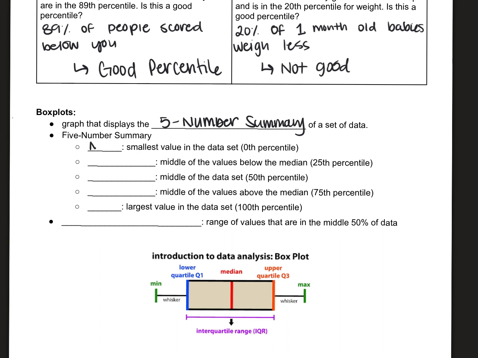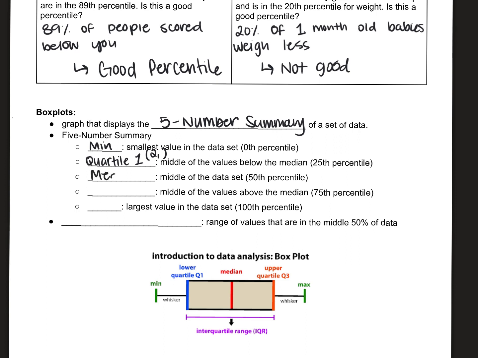So the first one is called the minimum, which is your smallest value in your data set, also known as the 0th percentile. It's not really referred to that in a lot of places, but it technically is that. The next one is what we call quartile 1, which is also just abbreviated Q1. It's the middle of the values below the median. It's also known as the 25th percentile.